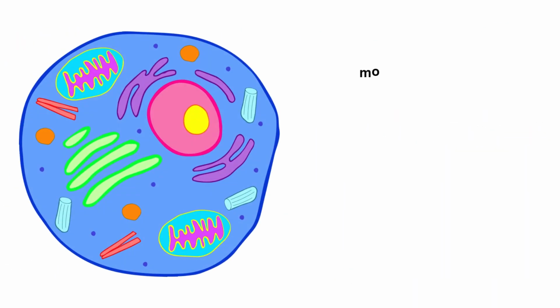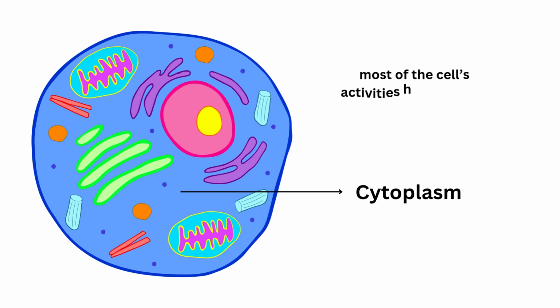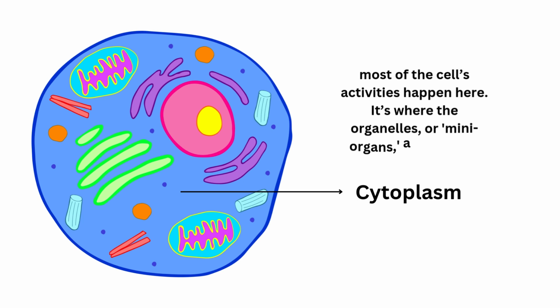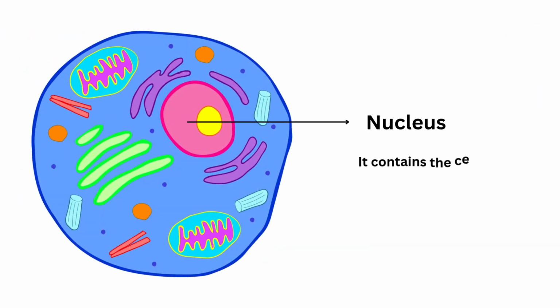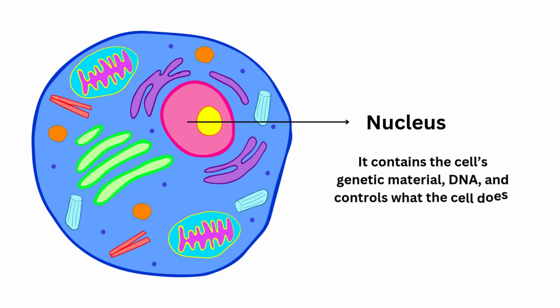Then there is the cytoplasm. See this jelly-like part that fills almost all of the cell? That's where most of the cell activities happen. It's where the organelles, or mini-organs, are located. The nucleus, you can say it's the brain of the cell, the control center. It controls the cell's genetic material, DNA, and controls what the cell does.